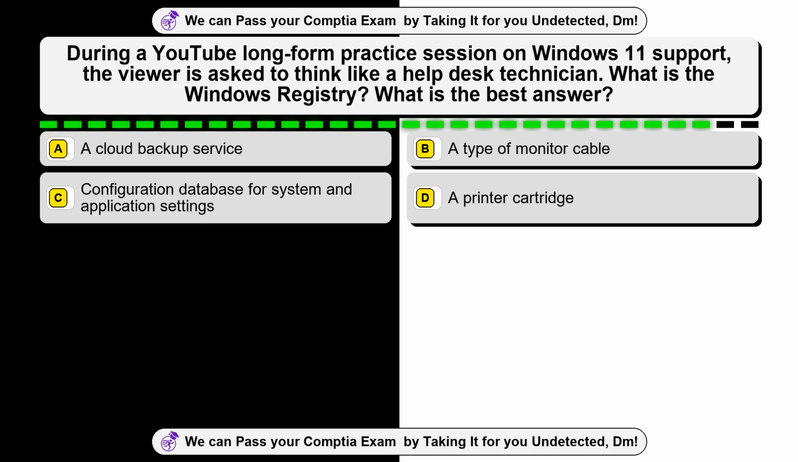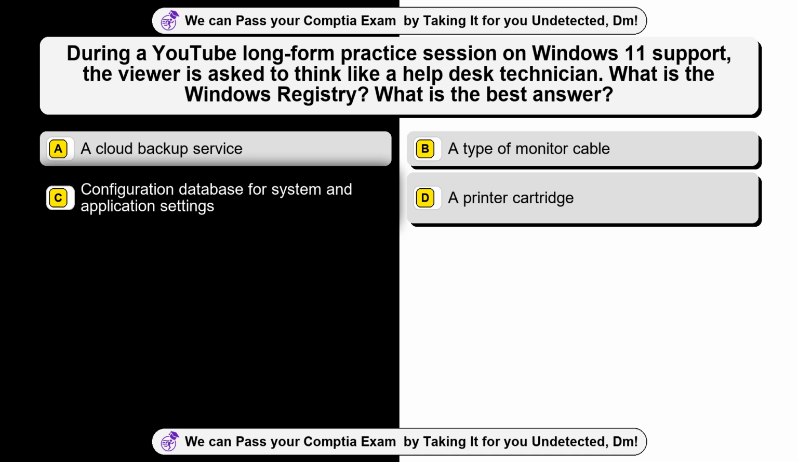Question 22. During a YouTube long-form practice session on Windows 11 support, the viewer is asked to think like a help desk technician. What is the Windows registry? What is the best answer? Option A, a cloud backup service. Option B, a type of monitor cable. Option C, configuration database for system and application settings. Option D, a printer cartridge. The correct answer is option C, configuration database for system and application settings.